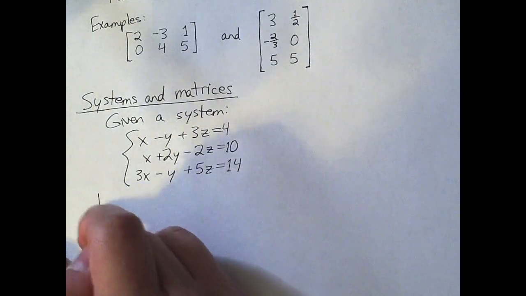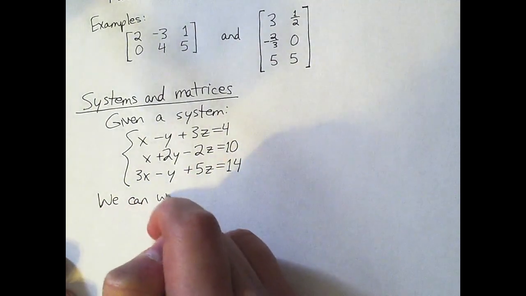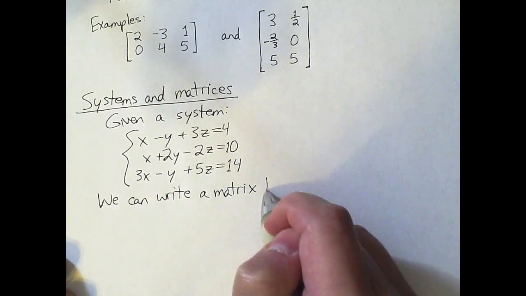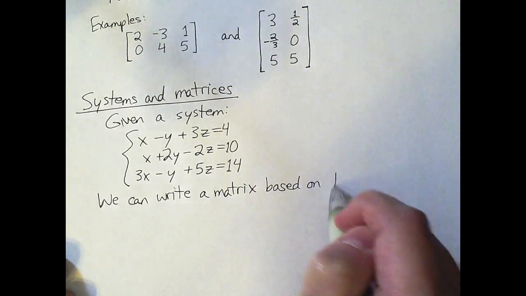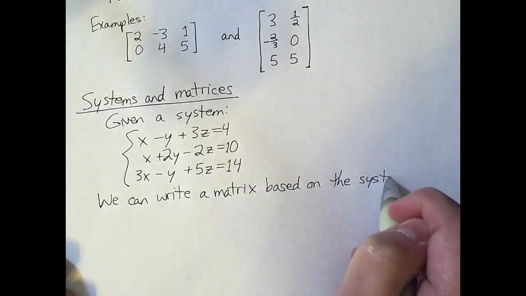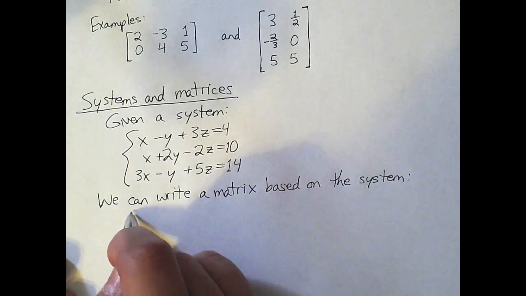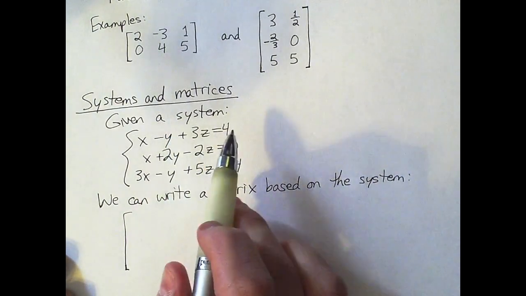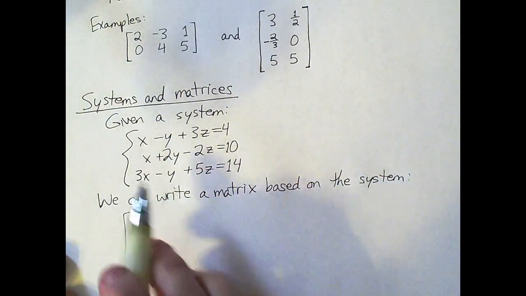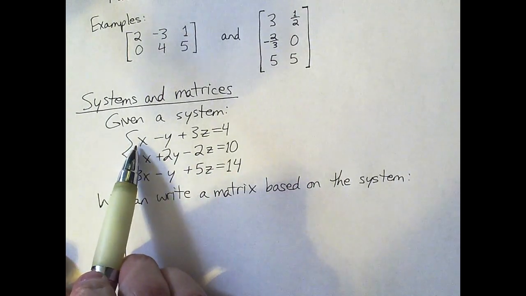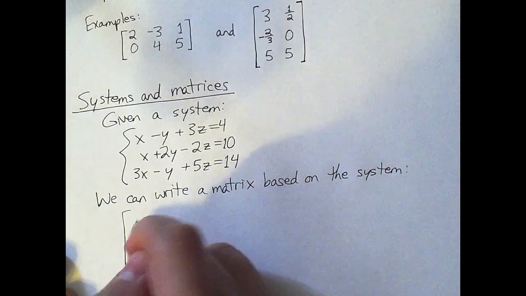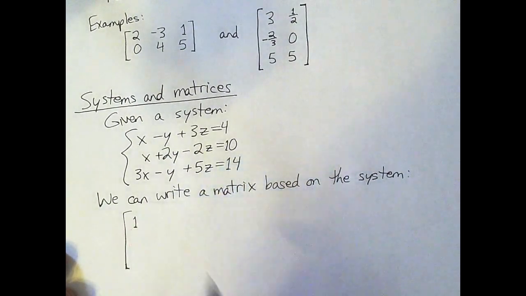What we're going to say is we can write a matrix based on the system, where I'm going to extract all of those numbers. The numbers in front of the x's, the numbers in front of the y's, the numbers in front of the z's, and the right-hand side numbers. So the numbers in front of the x's, well, there's no number written in front of x here, but you would think, it's not a 0. It's not 0x. There's one copy of x here. So if there were a number in front of x, it would be a 1.